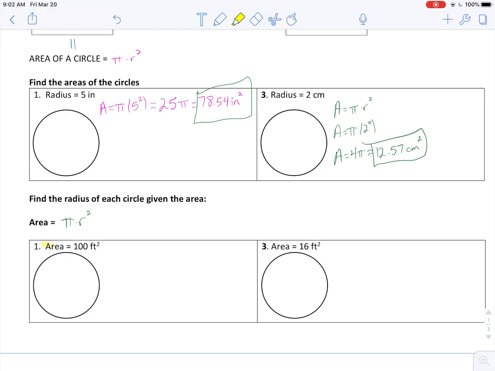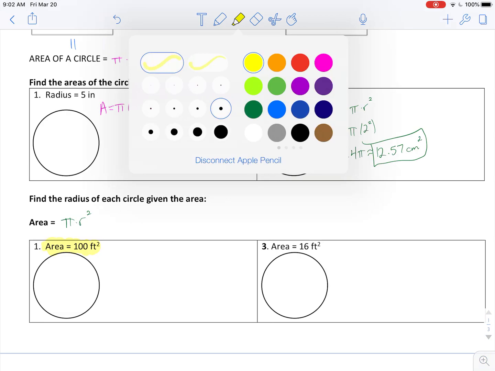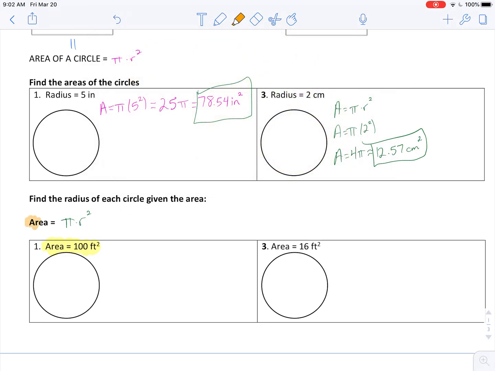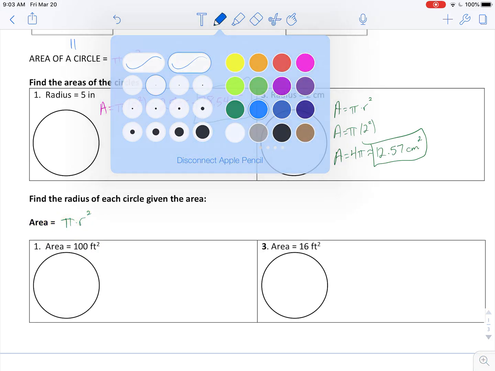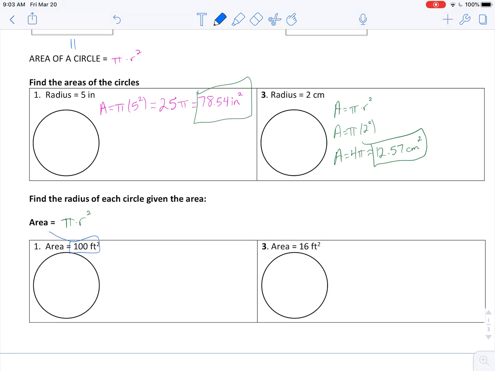Now again, our area is still pi r squared, right? Still pi r squared. But now I'm giving you the area. So 100 is not the radius, 100 is the area. And where am I going to substitute that area in this formula? Where am I going to put the area of 100 in that formula? Well, I'm going to end up putting the area in where the area goes. So 100 equals pi times r squared.